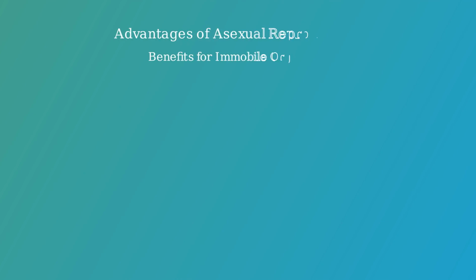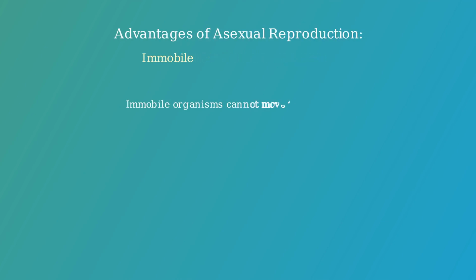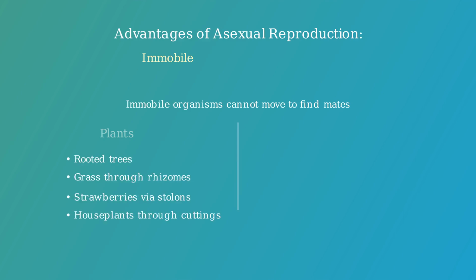Many organisms in nature cannot move to find mates. These immobile or sessile organisms face a unique challenge: how to reproduce without the ability to move. Plants are the most common example of immobile organisms. Trees, grasses, and flowering plants all remain rooted in one place. In marine environments, organisms like corals, sea anemones, sponges, and barnacles are fixed to the seafloor.